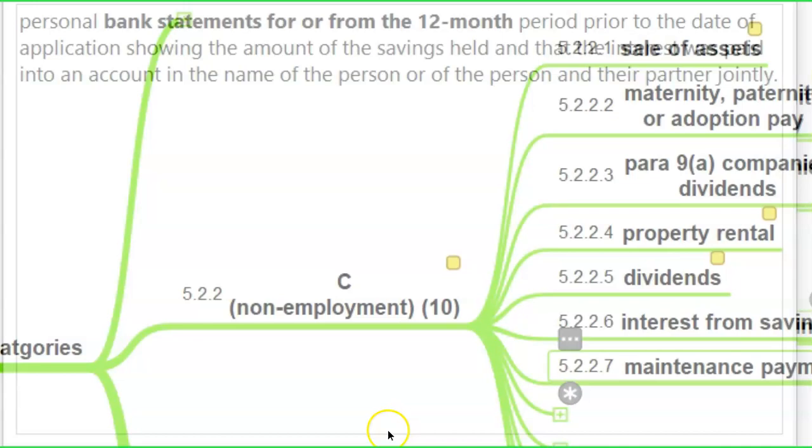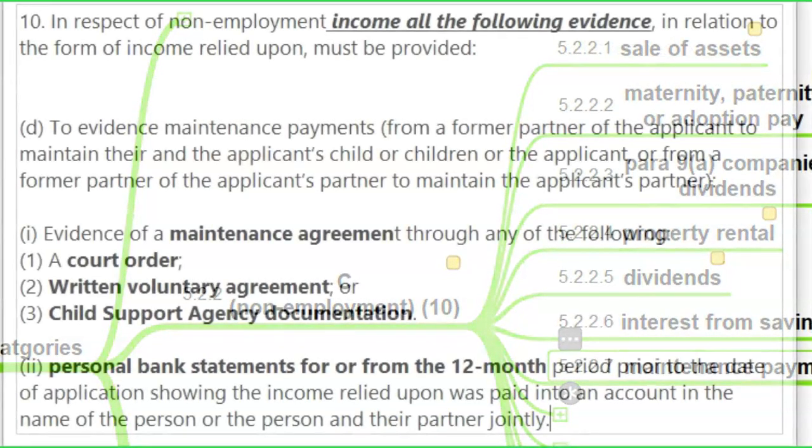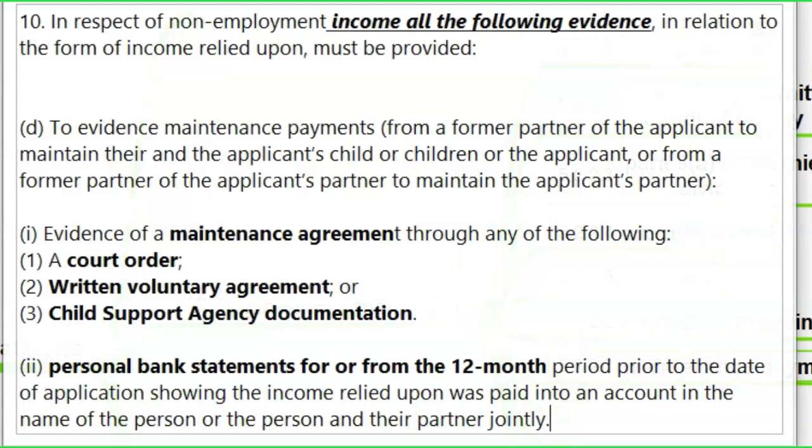The next one is maintenance payments. Okay, maintenance payments are typically from a former partner to support you and children from a previous marriage. And for the Home Office to accept these payments towards meeting the financial requirements for your British spouse visa application, you'll need to provide only two types of documents.